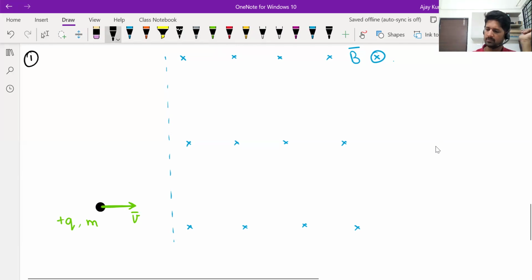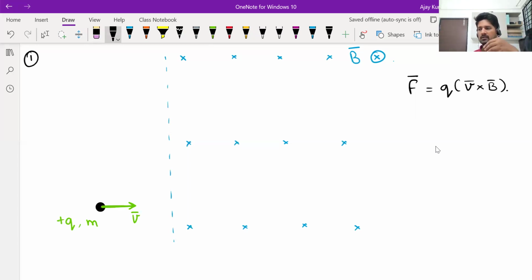Your answer will be based on the force that the charge experiences. The force it experiences is QV cross B. So I want you all to think of the direction in which this force would act, how much force would act, what would happen to the charge due to this force, and how it is going to move as time passes. Raise hand if any of you can describe the motion of this object.